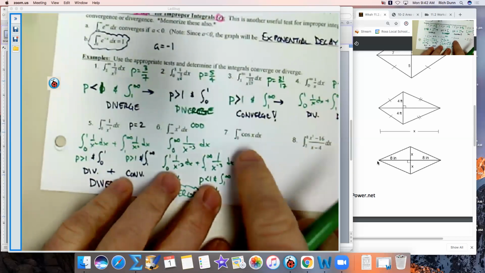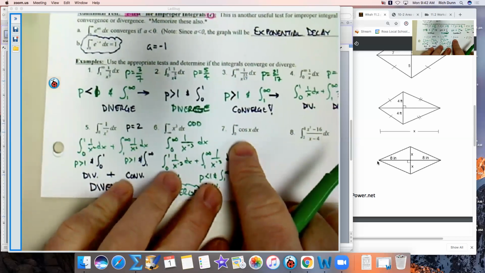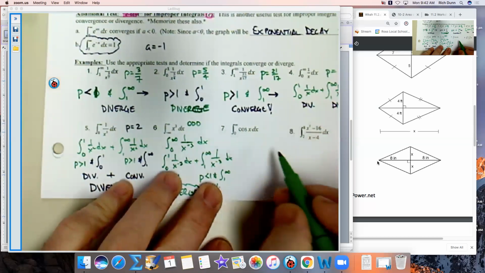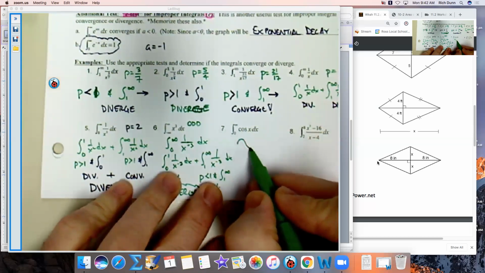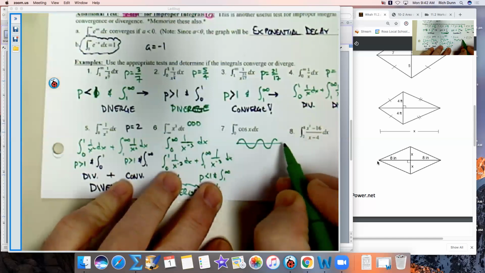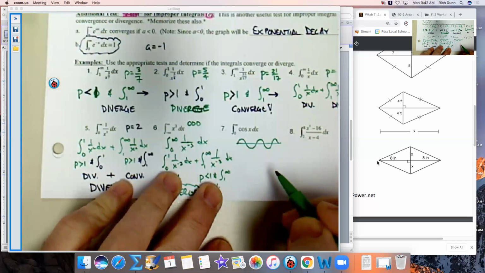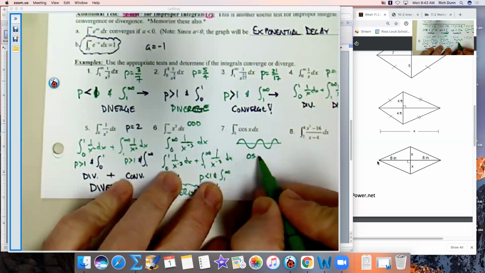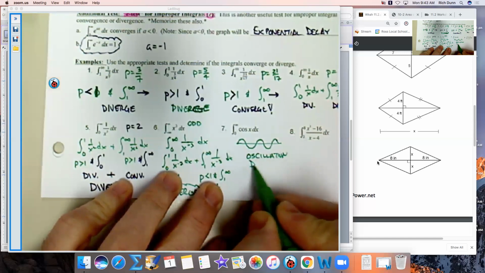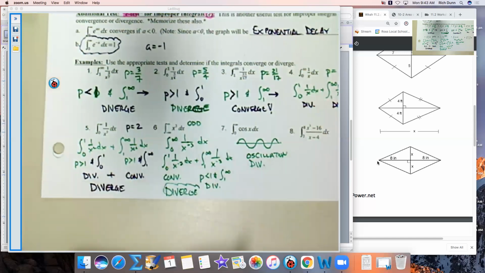Next one, we're evaluating this cosine from 0 to infinity. And this one, as you recall, is going to have that cosine graph that is always going to be oscillating back and forth. So due to the oscillation, this one will diverge. No need to do any fancy p-test at all.